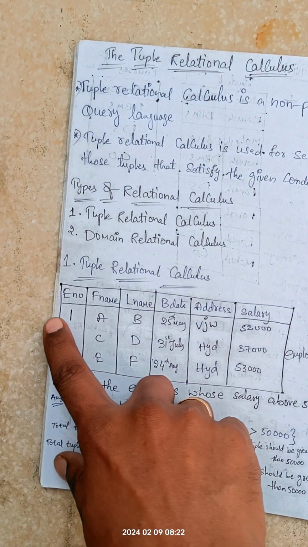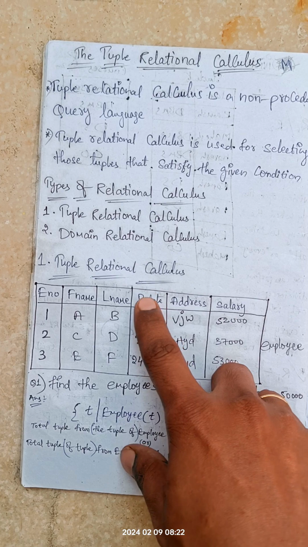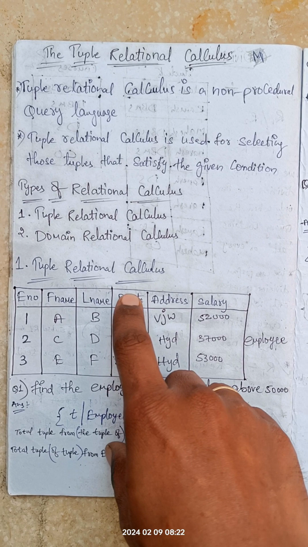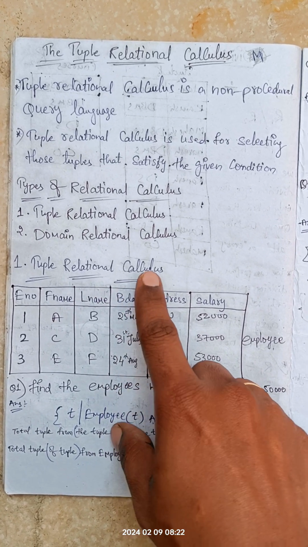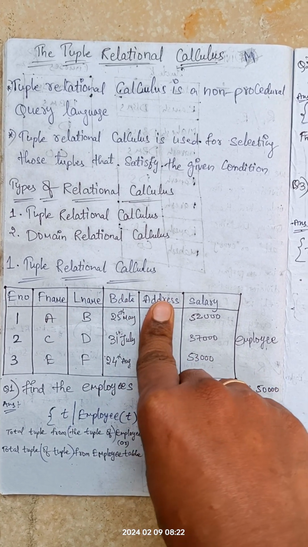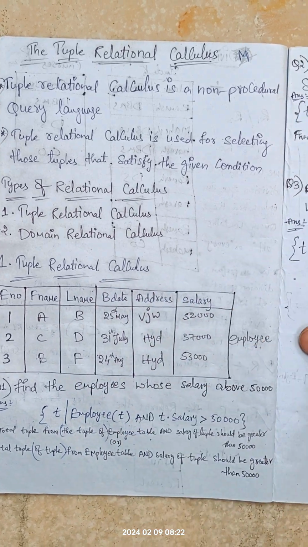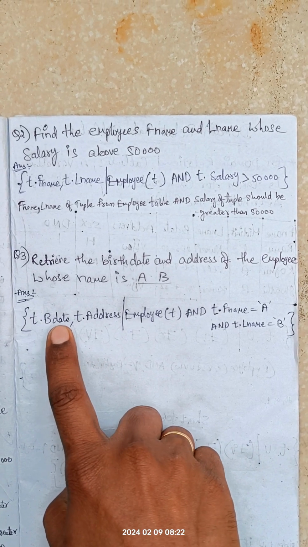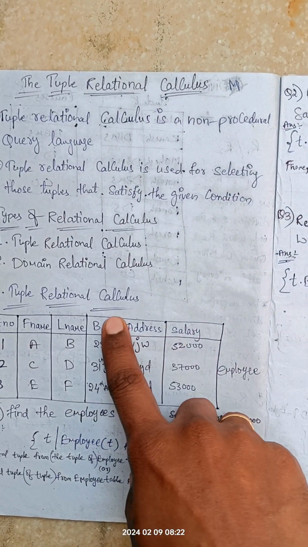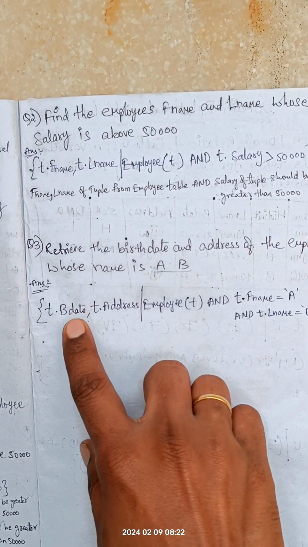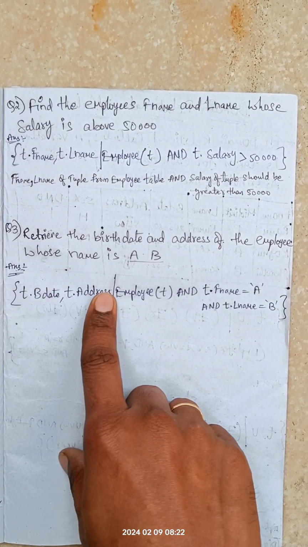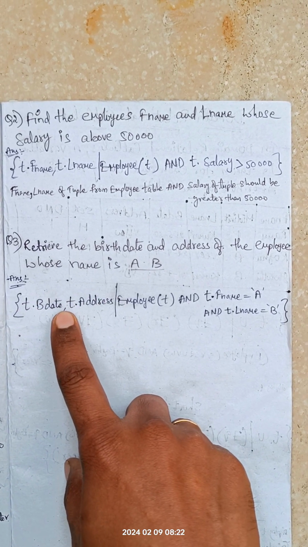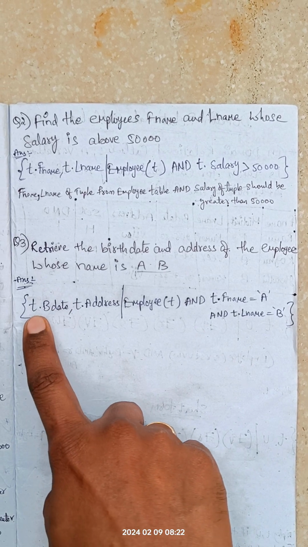Here we don't want the complete tuple. We want only the birth date and address. So how will we write? We write t dot b date, t dot address. Birth date of the tuple, address of the tuple. T dot b date, t dot address means birth date of the tuple, comma, address of the tuple.